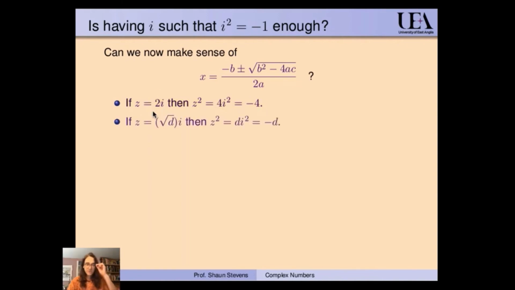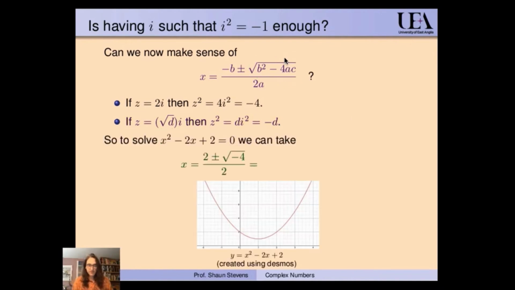And in fact, more generally, whenever I have a real number d which is greater than 0, I can do the same sort of thing. So I can look at the square root of d, which is a real number, that makes sense. I can multiply it by my new number that I've invented, i. And then if I square that, I get minus d. And so now all negative real numbers also have square roots. And now, well, that's enough to make sense of this square root.